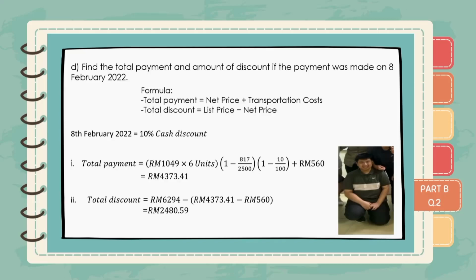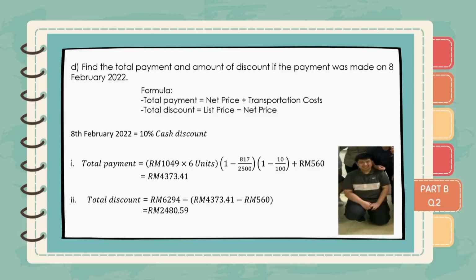Question D. Find the total payment and amount of discount if the payment was made on 8 February 2022. So the formula that we can use is total payment equals net price plus transportation cost, and total discount equals list price minus net price. So the total payment equals 1,049 ringgit times 6 units times 1 minus 817 per 2,500 times 1 minus 10 per 100 plus 560 ringgit, and we get 4,373 ringgit 41 cent.